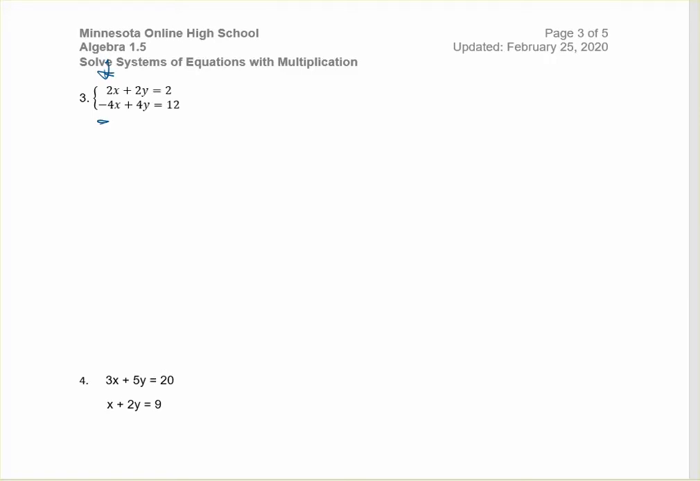If I want to get them both to be a 4, one would be a negative 4 and the other would be a positive 4, I need to multiply everything on the top equation by 2. So let's do that over here. And the reason I multiply it by 2 is so that we'll get a 4x, and then on the bottom we have a minus 4x, so we'll be able to combine.